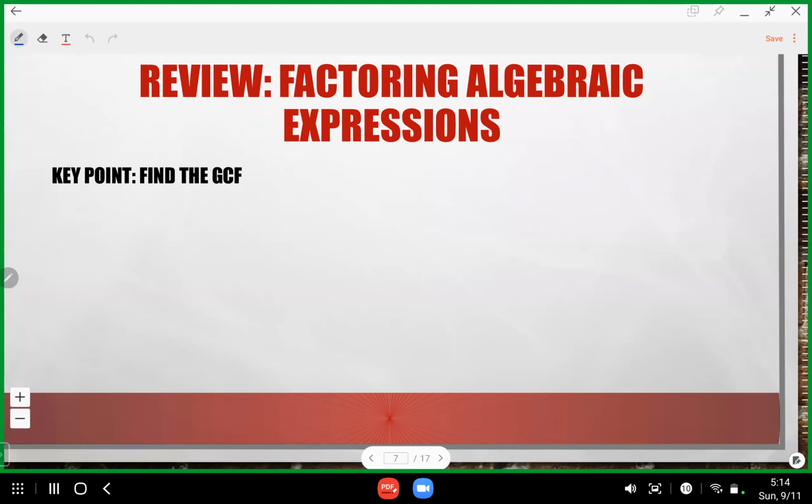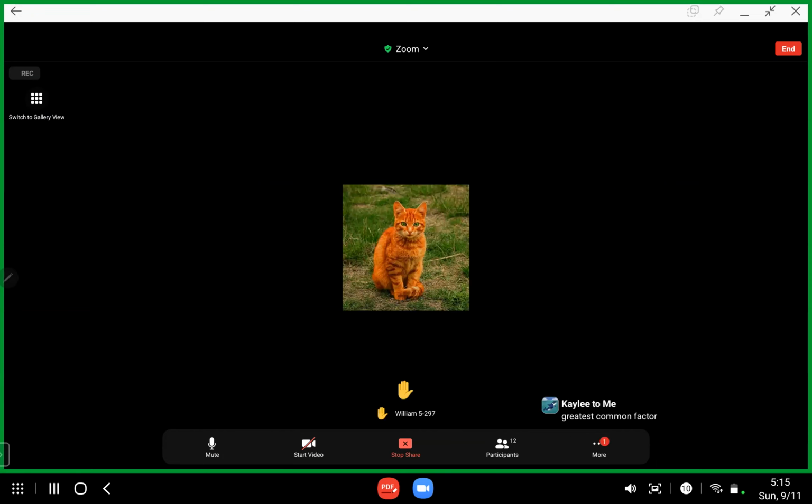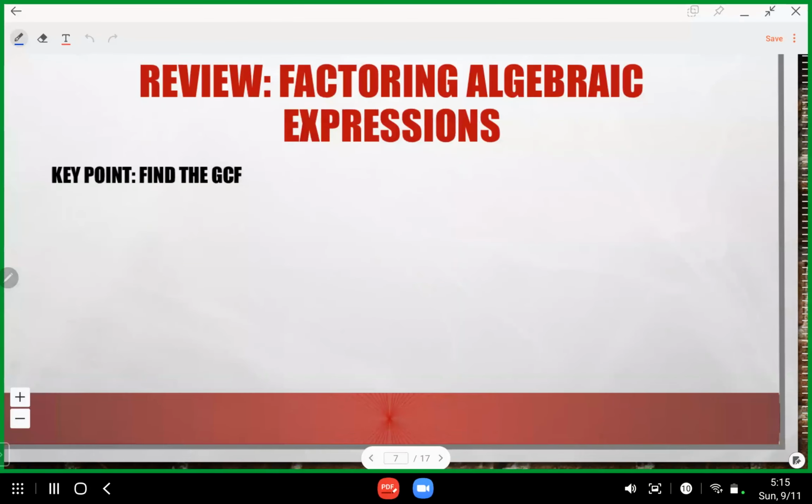So the key point of factoring is to find the GCF. So does anybody know what the GCF is? So what is the GCF? Can anybody tell me what the GCF stands for? All right, William, what is it? It is the greatest common factor. Very good. So the GCF stands for the greatest common factor. And what you want to do is you want to take out that greatest common factor from all your terms, right? Then you have it factored. Okay?